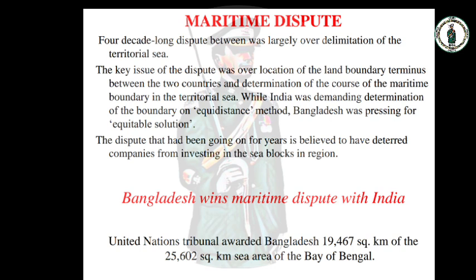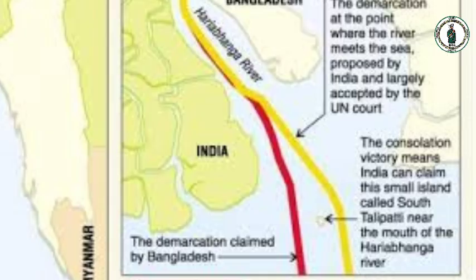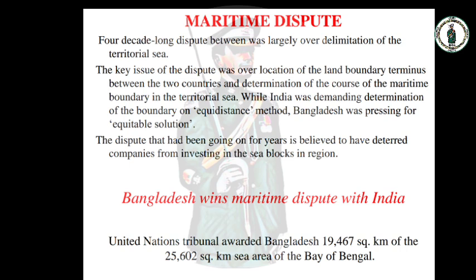Along with it, there was a maritime dispute, which was basically over the delimitation of the territorial sea. The major reason for the dispute was the location of the land boundary terminus between both countries and the determination of the course of the maritime boundary in the territorial sea. For example, India was demanding the determination of the boundary on the equidistance method, whereas Bangladesh was demanding it through an equitable solution. Now this dispute was preventing companies from investing in the sea blocks in the region. So the UN mediated, and Bangladesh won the maritime dispute with India when it got three-fourths of the total area.